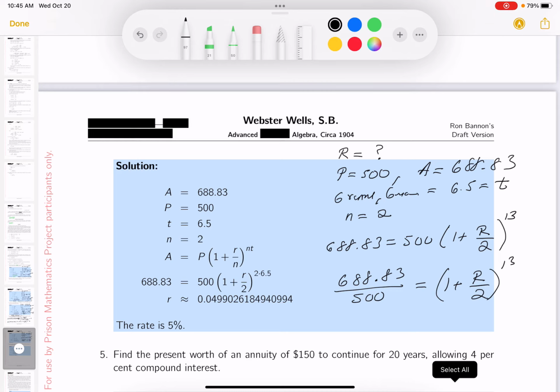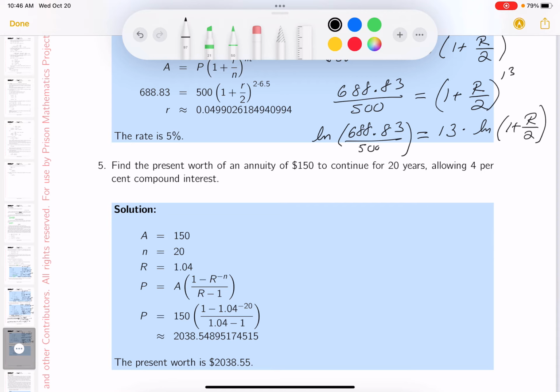Now I'm going to take the log of both sides. I'm going to use the natural log of 688.83 over 500. And when you take the natural log of the other side, you get 13. That comes down, right? And then you get the natural log of 1 plus r over 2. It's a lot of work, there's no doubt about it. But if you think you've got trouble, just imagine back then when there was no computer, all right? I got to keep writing that down. So what do I get?